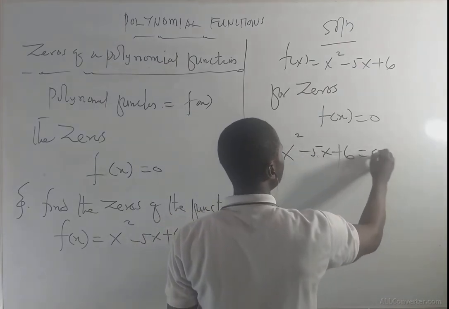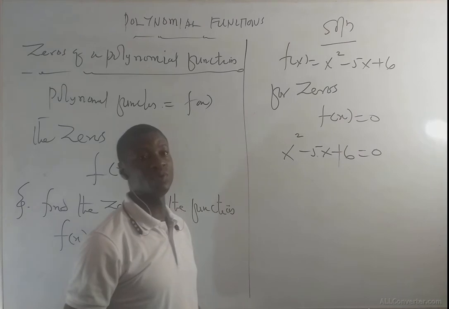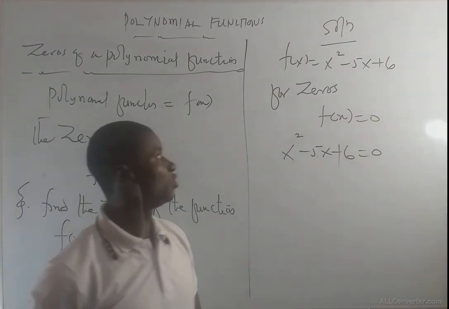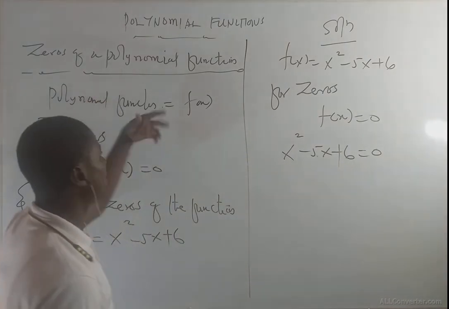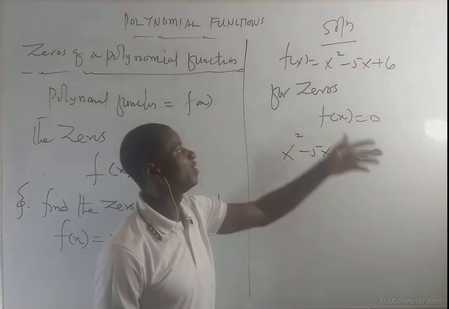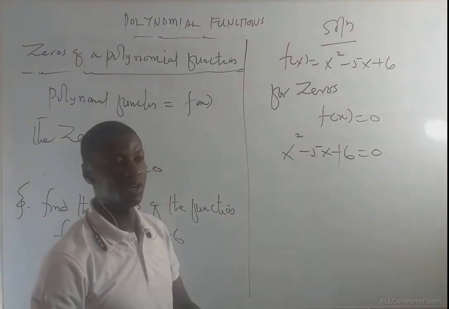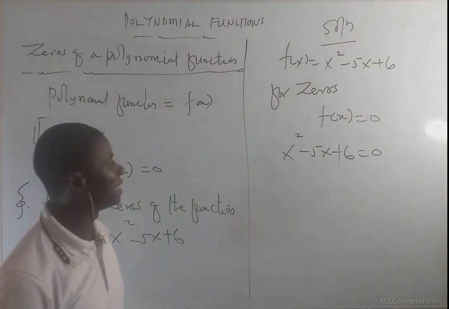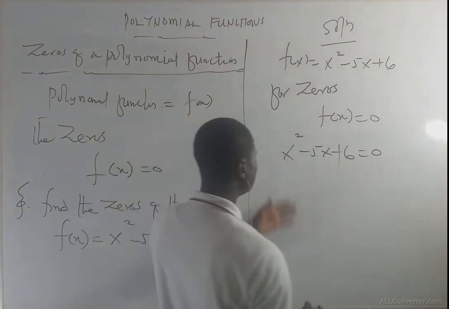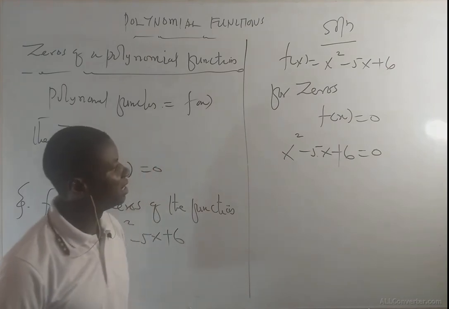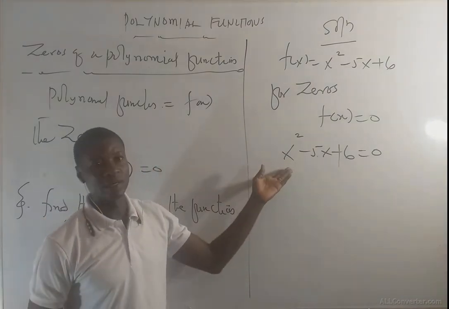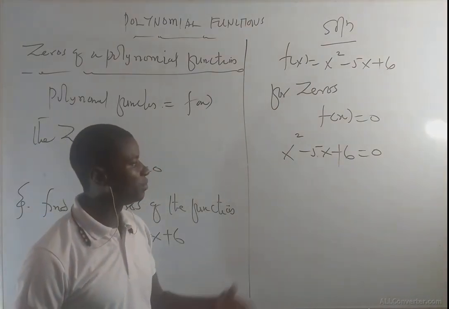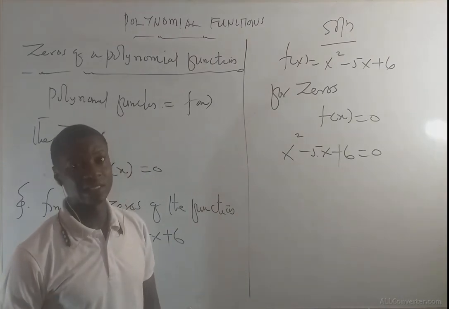So when you equate this to 0, this becomes a quadratic equation. That means solve it. So if you want to find the zeros of a polynomial function, equate the polynomial function to 0 and solve for x. Whatever you get are the zeros of that polynomial function. So I guess you understand that. Now this is a quadratic equation, and if you don't know how to solve a quadratic equation, you can refer to my presentation on quadratic equations.